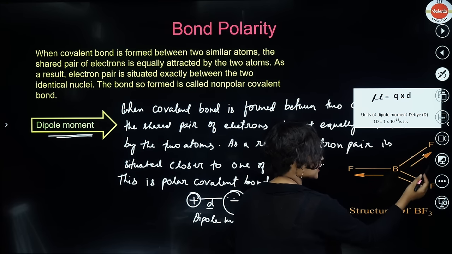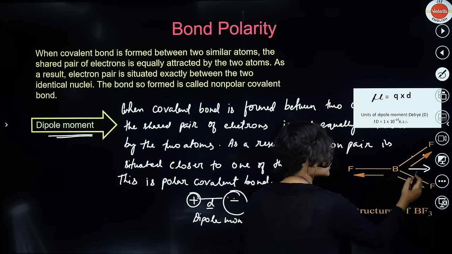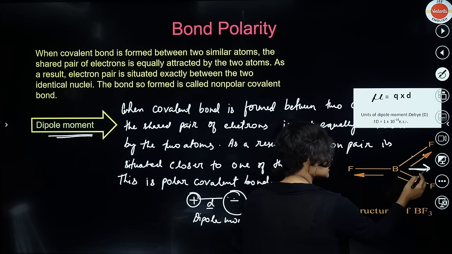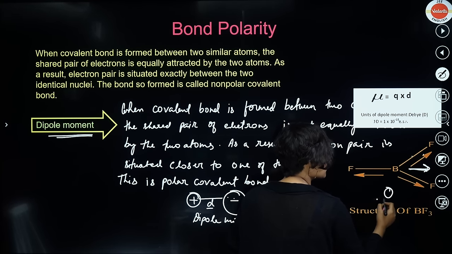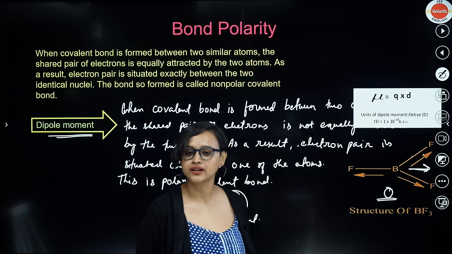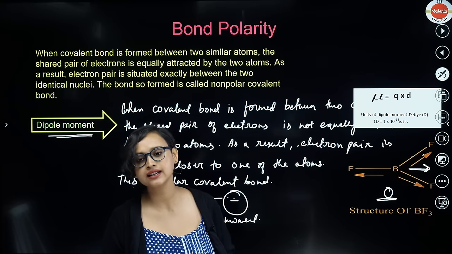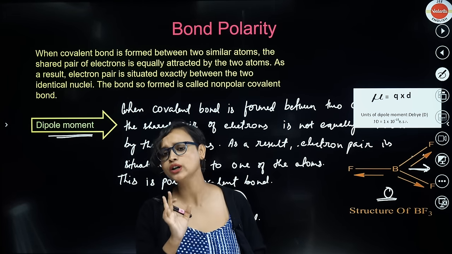So this vector and this vector, the resultant will be this side. Sum of the two vectors here, resultant will be this side. Now when there is this vector here and this vector here, this will be equal and opposite. So the dipole moment would be zero. Are you understanding? Are you getting my point? Correct, everybody? So what did I say?